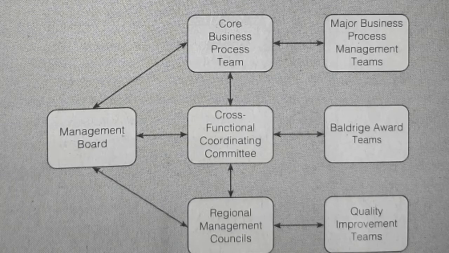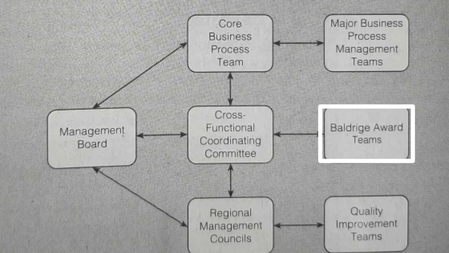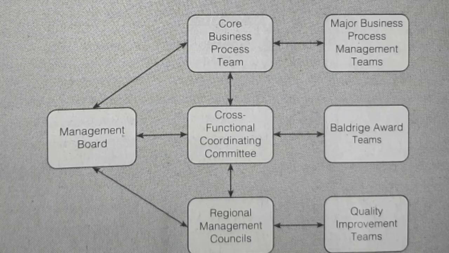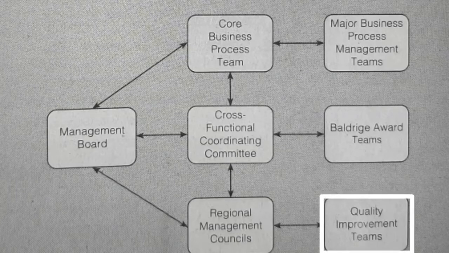And the other one is the Baldrige Award teams. They are in charge of performance excellence. And the last one is the quality improvement teams. It is to improve the performances. So that is all about the cross-functional team-based organizational chart.